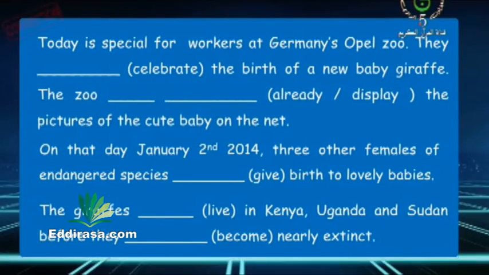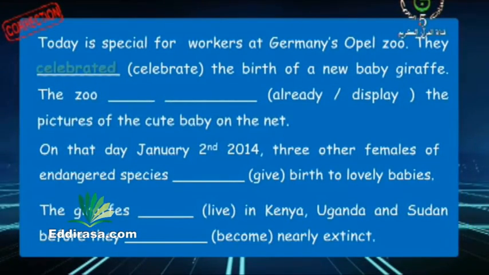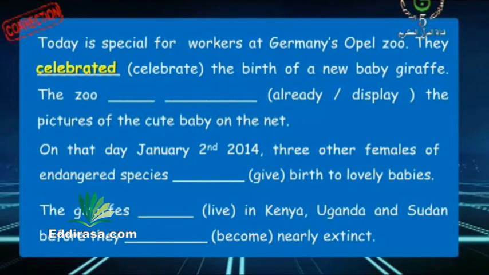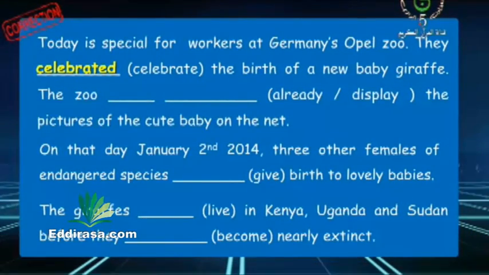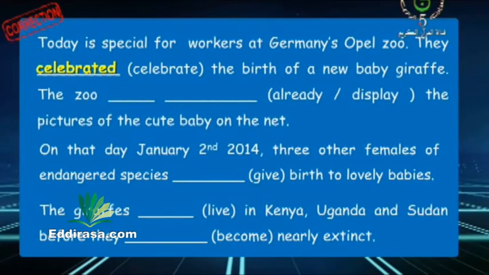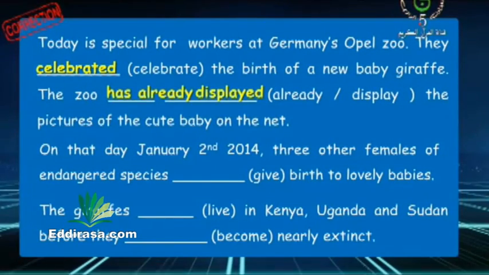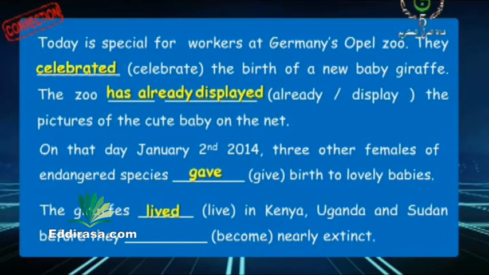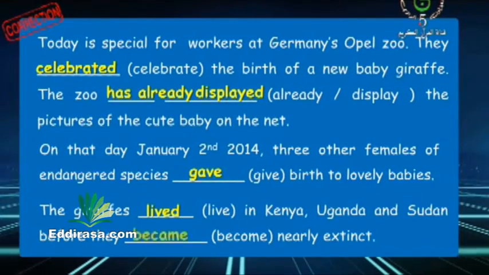So the first one is going to be celebrated. Second one, we have the time marker already, so display is put in the present perfect, sorry, has already displayed. Give, gave, live, lived, and become, we have the final one, became.